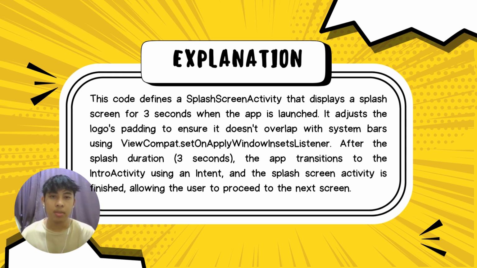This code defines a splash screen activity that displays a splash screen for 3 seconds when the app is launched. It adjusts the logo's padding to ensure it doesn't overlap with system bars using ViewCompat.setOnApplyWindowInsetsListener. After the splash duration, which we set to 3 seconds, the app transitions to the intro activity using an intent, and the splash screen activity is finished, allowing the user to proceed to the next screen.